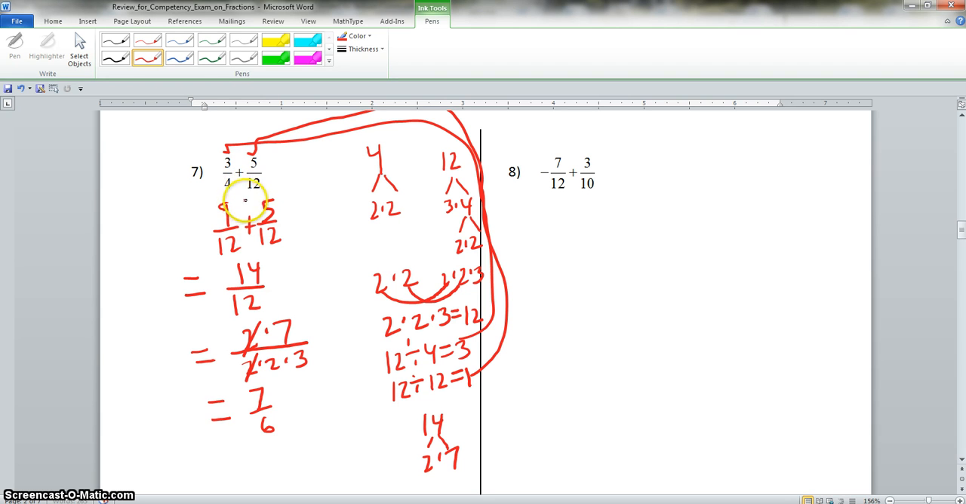Now because we didn't start off with any mixed numbers and we were not asked to write this as a mixed number, this is our final answer, which is 7/6. Now we go here to number 8.